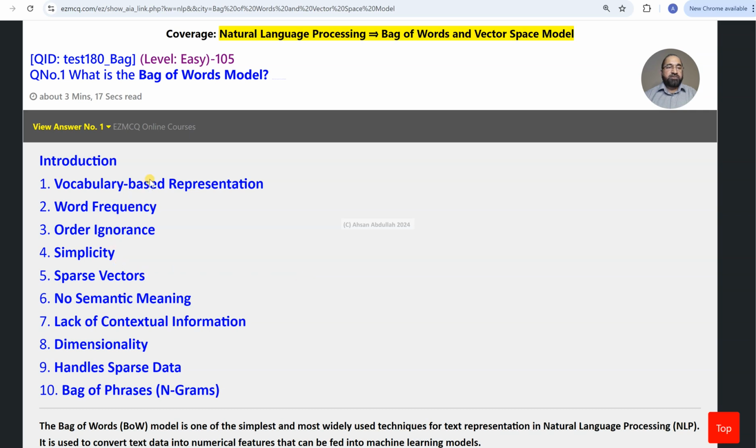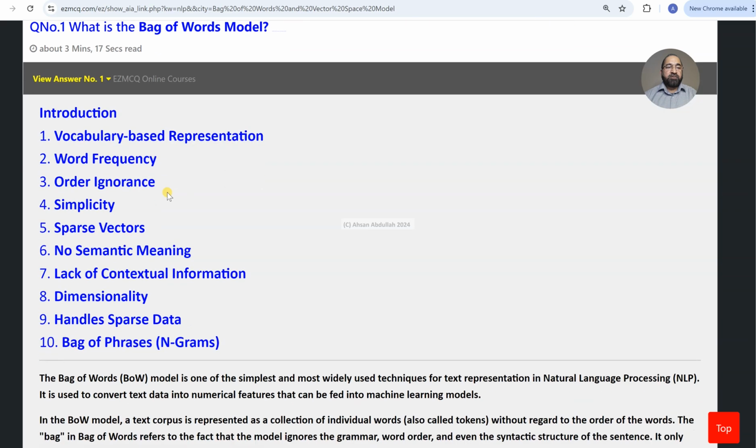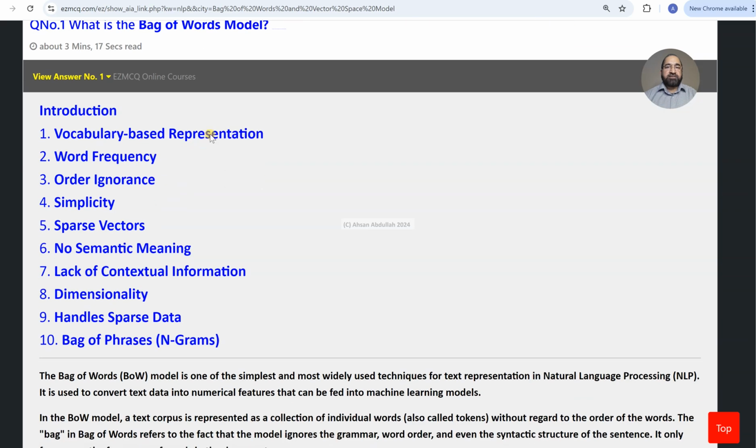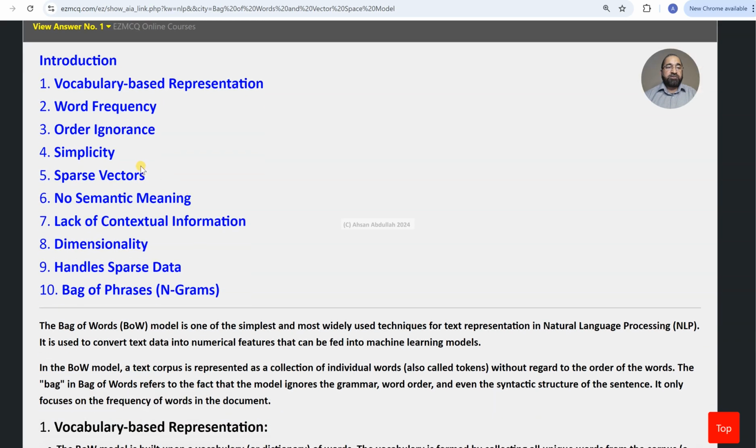So basically, the bag of words model is a vocabulary based representation. Vocabulary is the words which occur in the documents we are working with. Word frequency is how many times a word occurs across the document set. And order ignorance: we don't take into consideration the order of the words, because we are just looking at the frequency counts. Why? Because it's a very simple approach, and this results in sparse vectors.